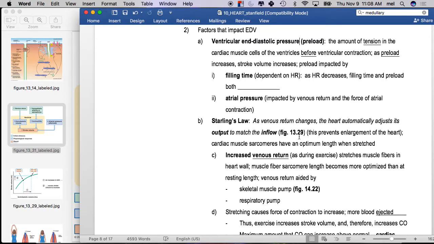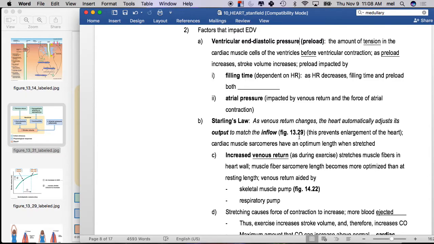Okay, the first one is basically this concept of the amount of tension. This is called preload. Preload happens in the ventricles, afterload happens in the arteries. Pre-after. Does that make sense? Okay, so preload is the amount of tension in the cardiac muscle cells of the ventricles just before they contract.